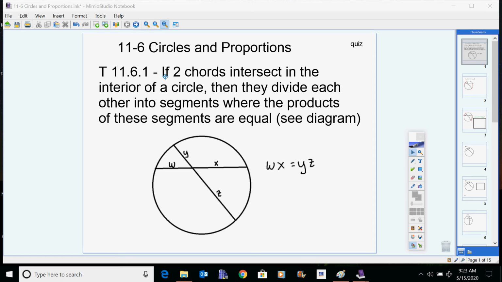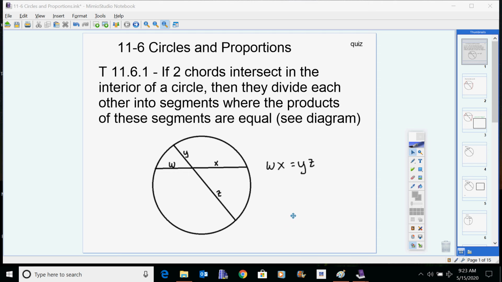We're going to talk about circles and proportions today. So when you have circles and you have lines that go through them or around them, or different types of interactions, like these are chords. We had some properties about the angles that the chords make before. However, now we need to look at the properties that the pieces of segments make.